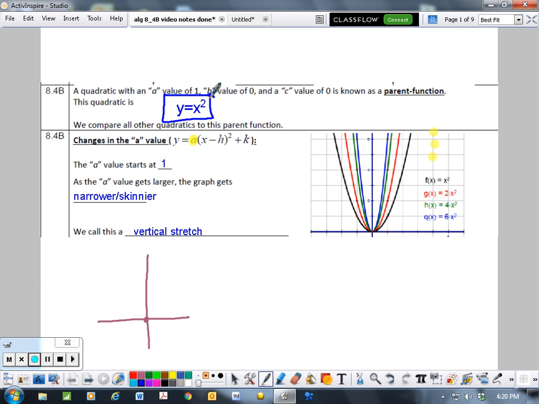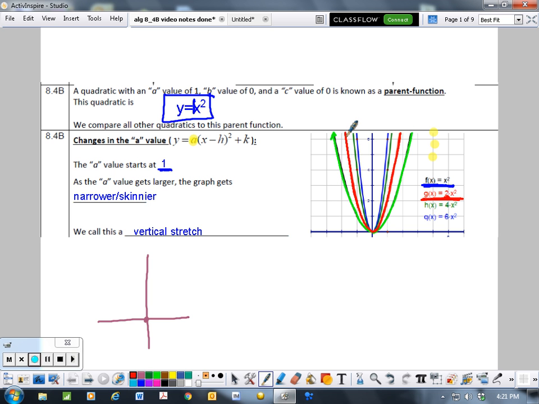So we're going to look at what happens when we change our a value. Our a value usually is the number 1, because there's really an invisible 1 here. But if I make my a larger, what happens? Let's look here. This is our original graph, y equals x squared. When I change my graph to y equals 2x squared, so I change that a to get bigger, look at how it changes. All of a sudden, we've got this red graph.